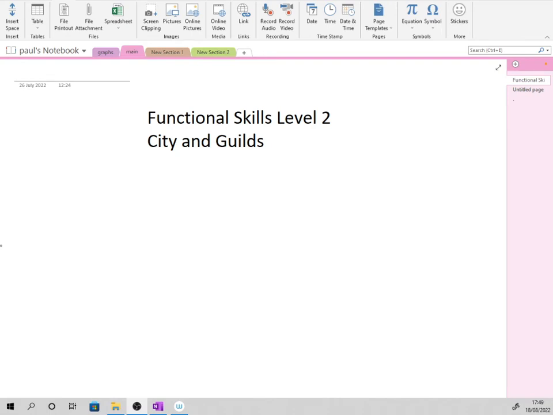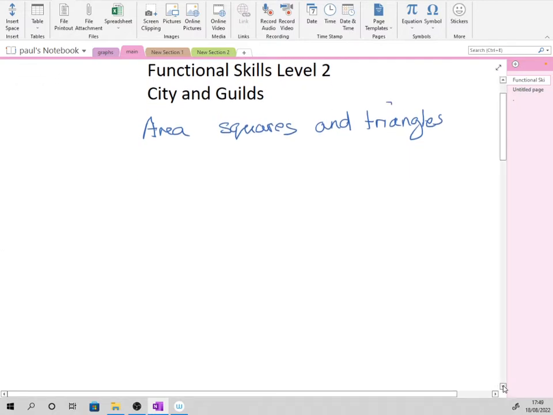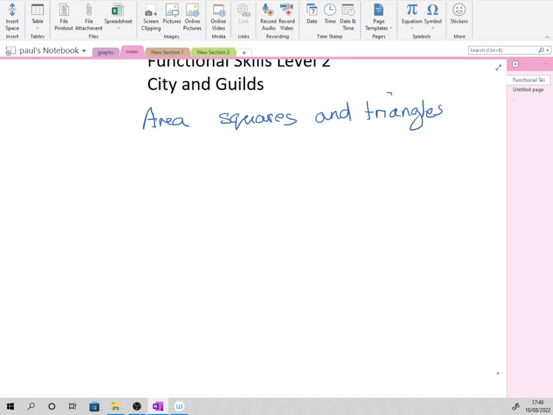Hello, right. This one will look at area and we'll use squares, rectangles, and all that kind of thing, and triangles. We'll do the circles in another one. Squares and triangles. Now, don't get this mixed up with perimeter.